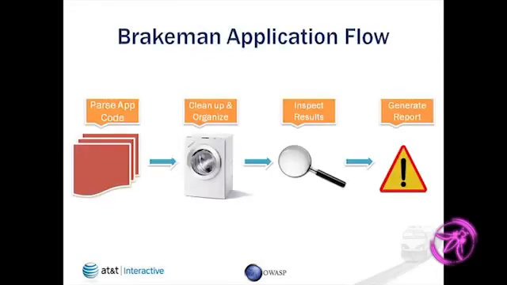So the way Brakeman works is, first, of course, it parses the code. It does some cleanup, some simplification of the abstract syntax tree. And then it looks at the results of that, runs multiple checks on it, and then it generates a report.